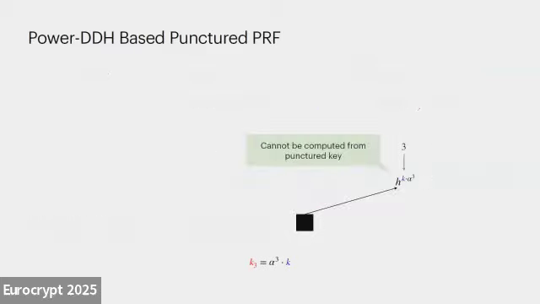And what's important here is that because the CRS has a hole, it does not have h, the punctured key does not allow computing h to the k to the alpha cubed. Because the hole is pseudorandom, that value is pseudorandom to anyone with the punctured key, and so we have security of the punctured PRF.